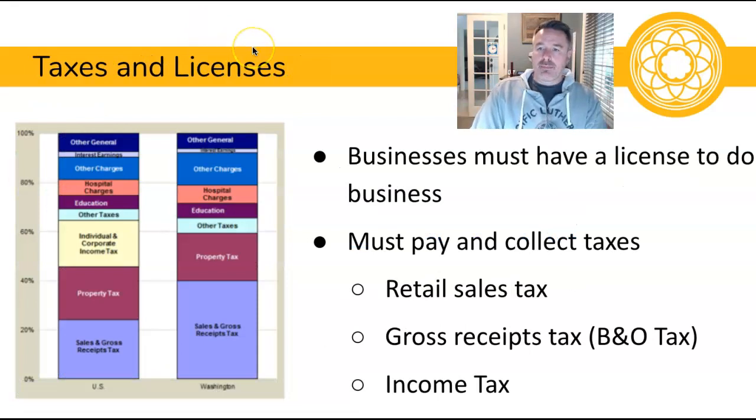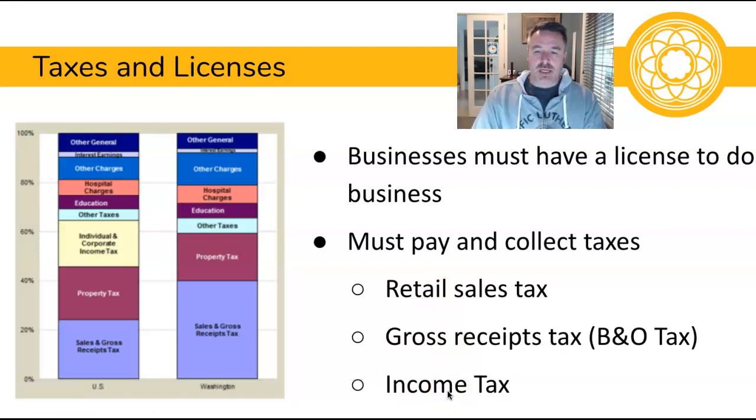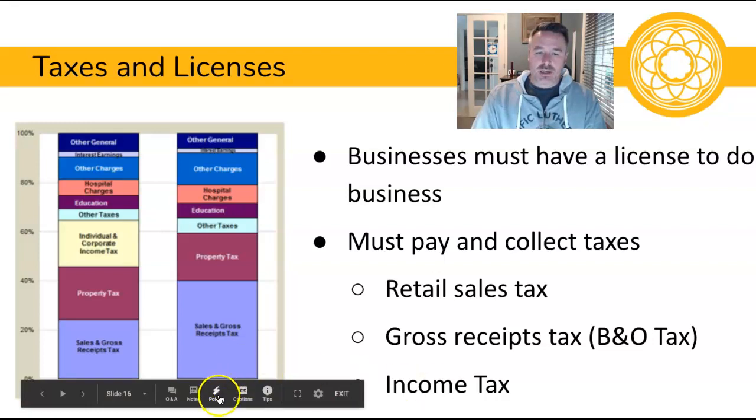Okay, so I mentioned this a little bit in the previous video, that all businesses, in order to conduct business in a state, have to have a license. And it's just a business license. And that business license requires the businesses to collect sales taxes and to pay other taxes. So we have in the state of Washington 2 kinds of taxes. We do not have an income tax. Most other states do, but we don't. And so you'll see here, and I'm going to try this.